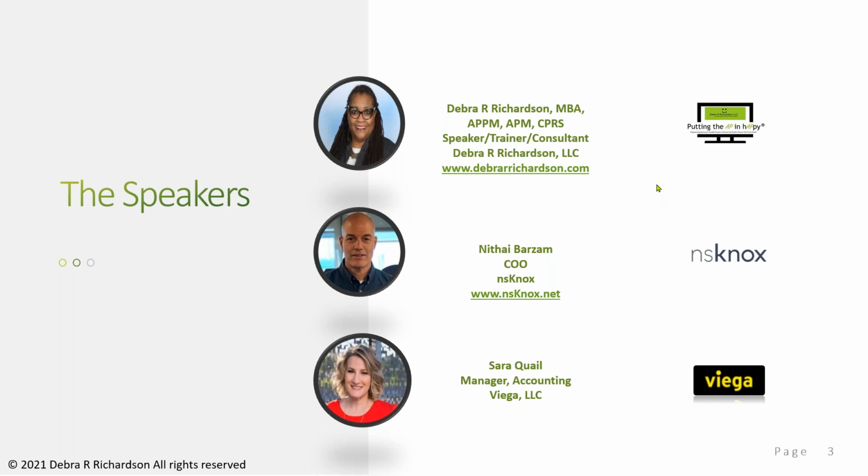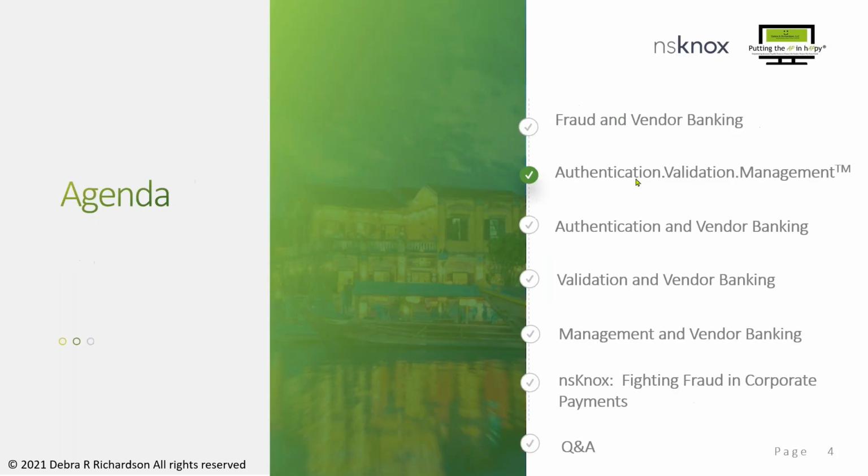All right, so with that, now that you know a little bit about us, let's talk about what we will go over today. So here is the agenda. We're first going to look at fraud and vendor banking, and then we're going to take a look at a 3-step vendor setup and maintenance process: authentication, validation, and management. And then we're going to apply each of those 3 steps to vendor banking. And then we're going to turn that over to nsKnox to talk about fighting fraud in corporate payments with their automated solution.